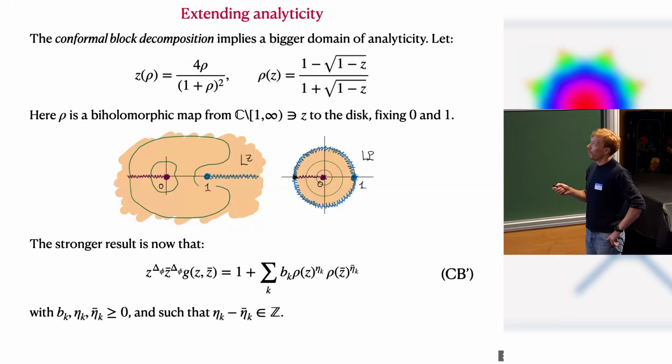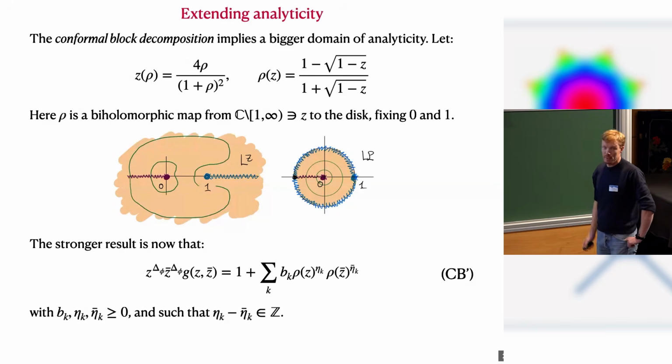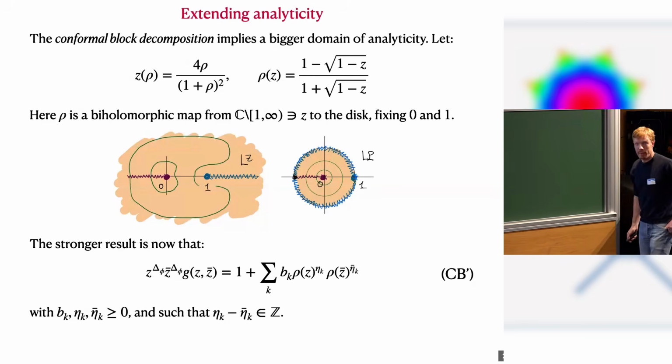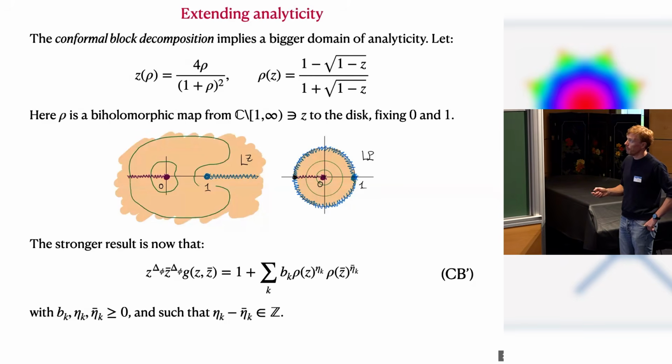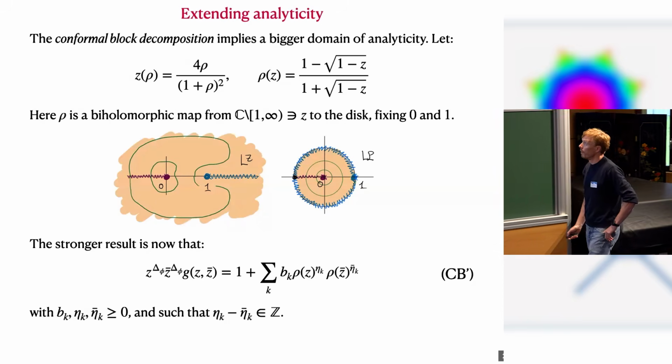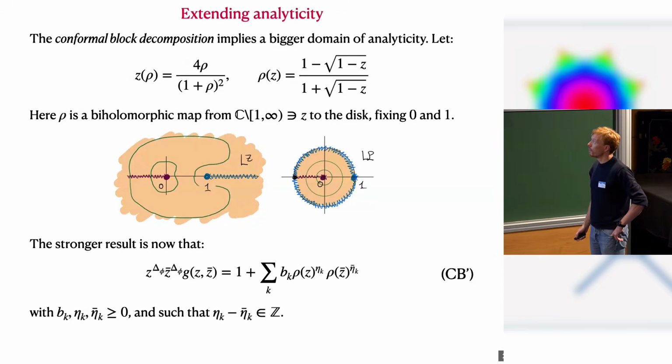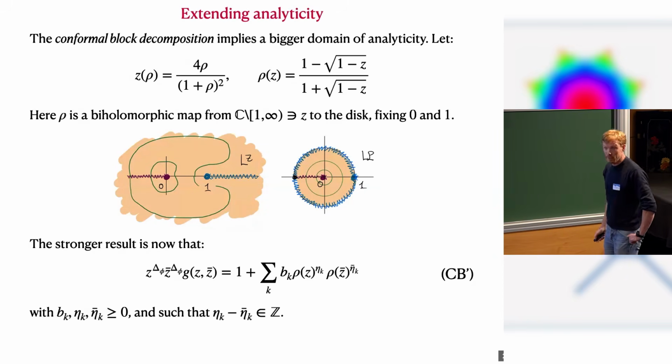Right, so of course, this is a biholomorphic map. If you have something expanded in z, you can also expand it in rho, and vice versa. Around 0, it has a regular Taylor series expansion, both the map and its inverse, so everything is completely normal.